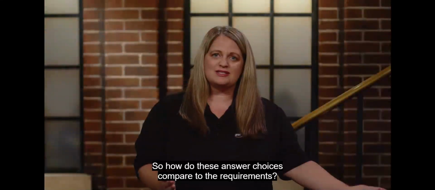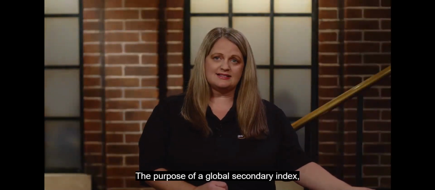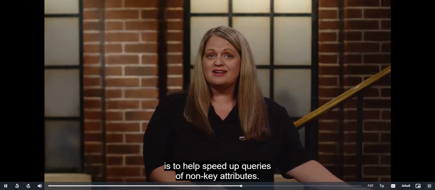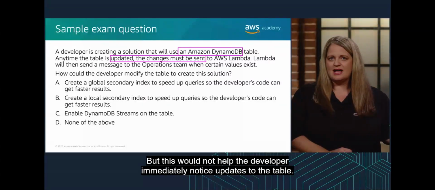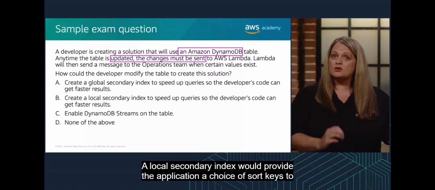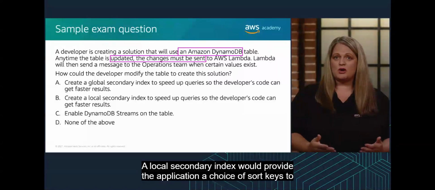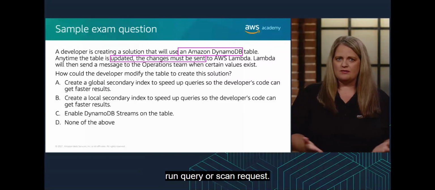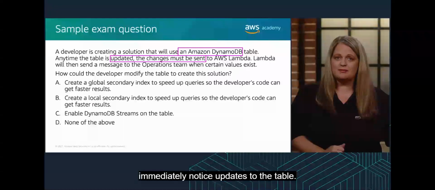So how do these answer choices compare to the requirements? The purpose of a global secondary index is to help speed up queries of non-key attributes. But this would not help the developer immediately notice updates to the table. A local secondary index would provide the application a choice of sort keys to run query or scan requests. However, this would also not help the developer immediately notice updates to the table.